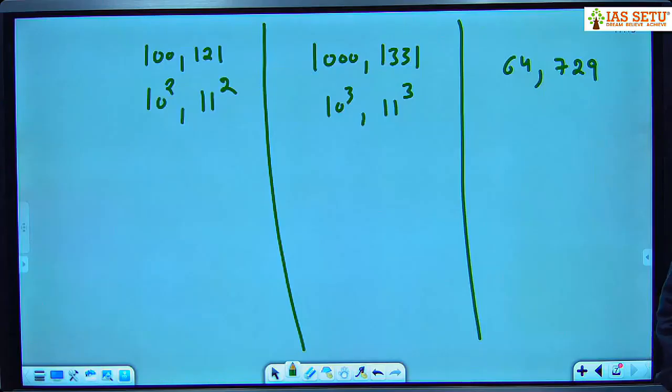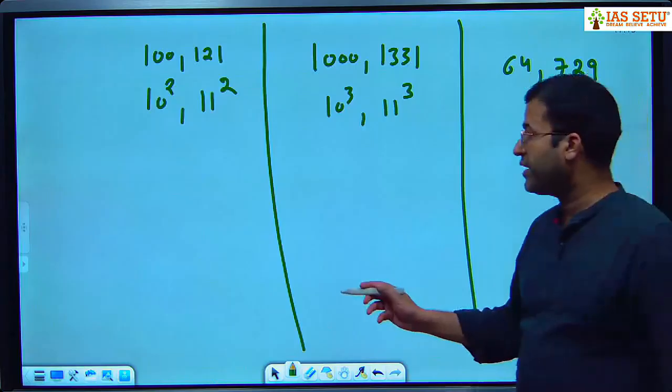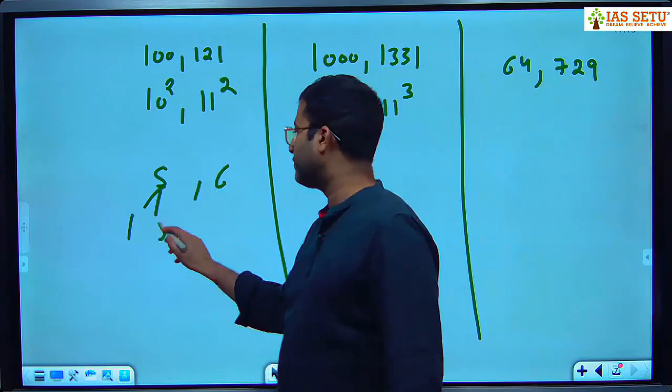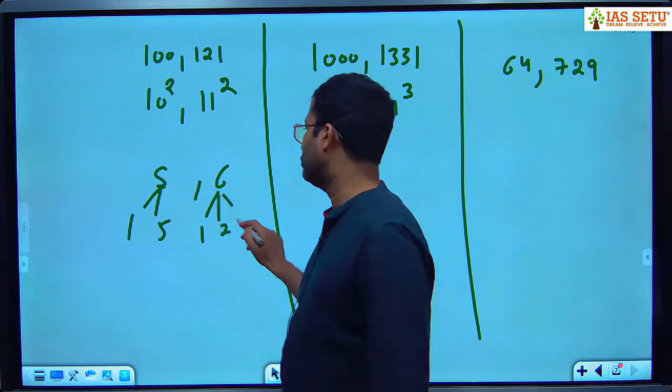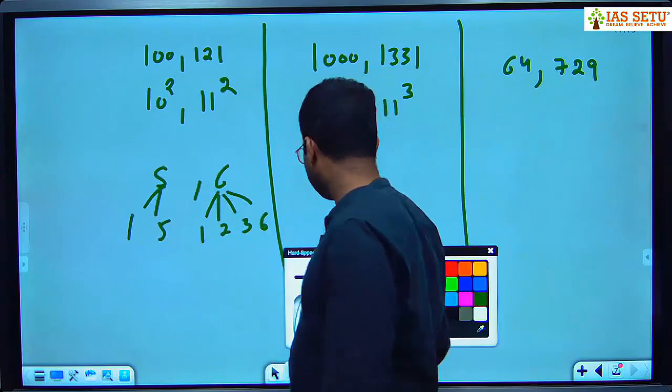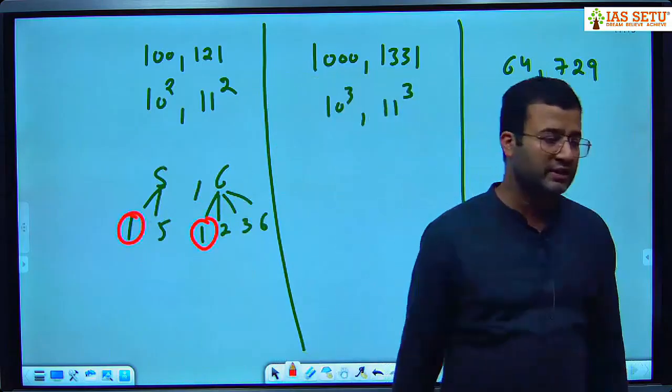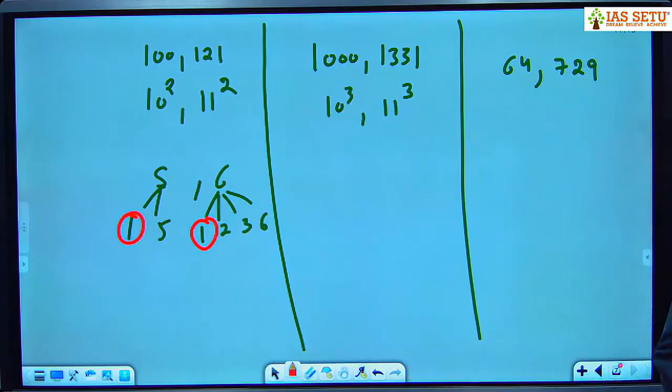Nikhil, what is the meaning of co-prime? Two natural numbers A and B are said to be co-prime if they have only one as a common factor. जैसे 5 and 6. What are the factors of 5? 1 and 5. What are the factors of 6? 1, 2, 3, 6. They have only one as a common factor. So 5 and 6 are co-prime to each other. Only one as a common factor.